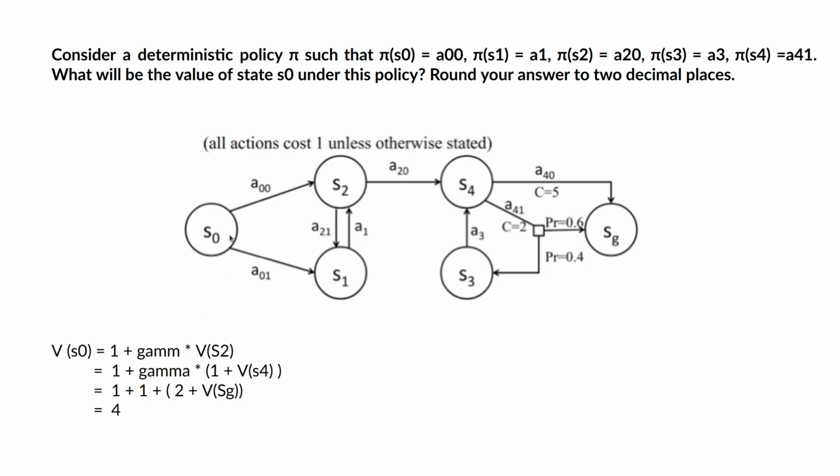How to decide the value of S0: from S0, what is the optimal action you have? Optimal action is already defined, it is A00. So the reward you are getting for A00 is always there, all actions cost 1 unless otherwise stated. So the reward for that one is 1 plus gamma into whatever next state you have reached, gamma into V of S2. Fine. 1 plus gamma into, now we are expanding S2.